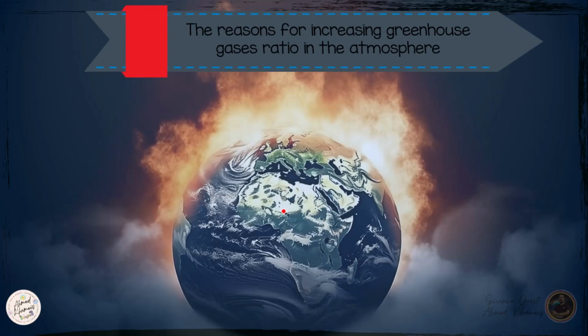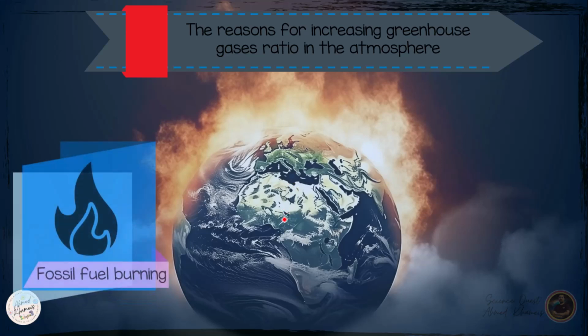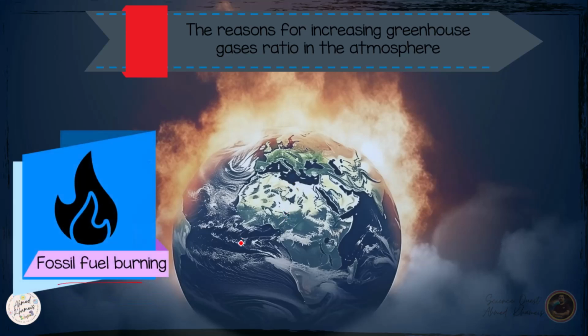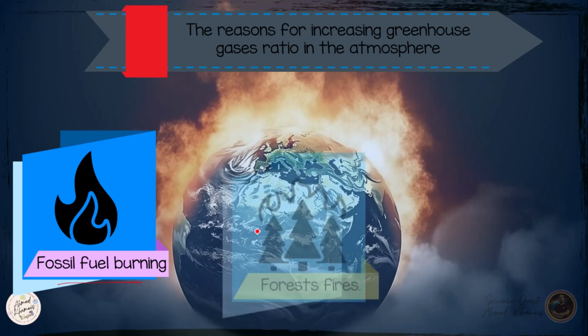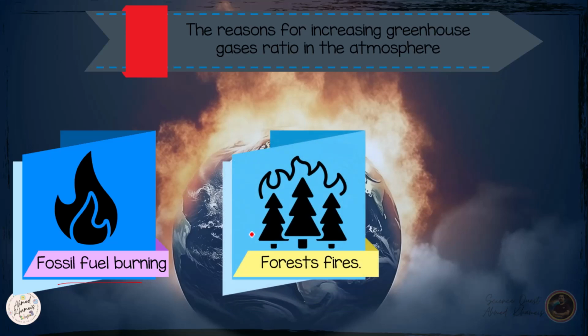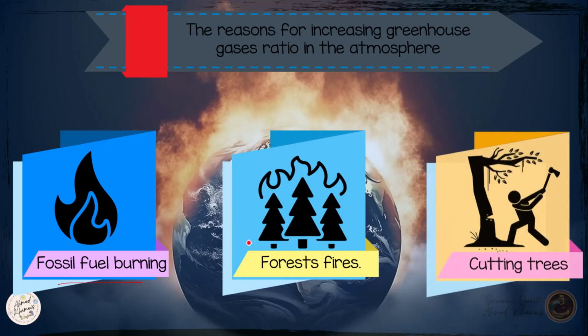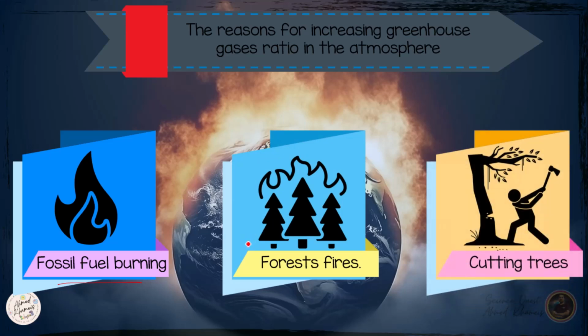So what are the causes that increase the greenhouse gas ratio in the atmosphere? Fossil fuel burning. As we burn fossil fuels, coal, oil, and petroleum, they release carbon dioxide and increase the greenhouse gas concentration. Forest fires also release carbon dioxide as forests burn. And cutting trees, because trees absorb carbon dioxide, and as we cut the trees, we increase the concentration of carbon dioxide in the atmosphere.